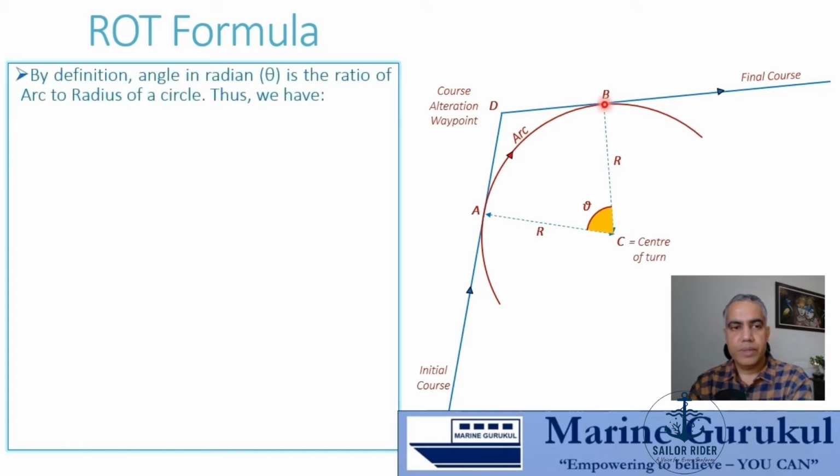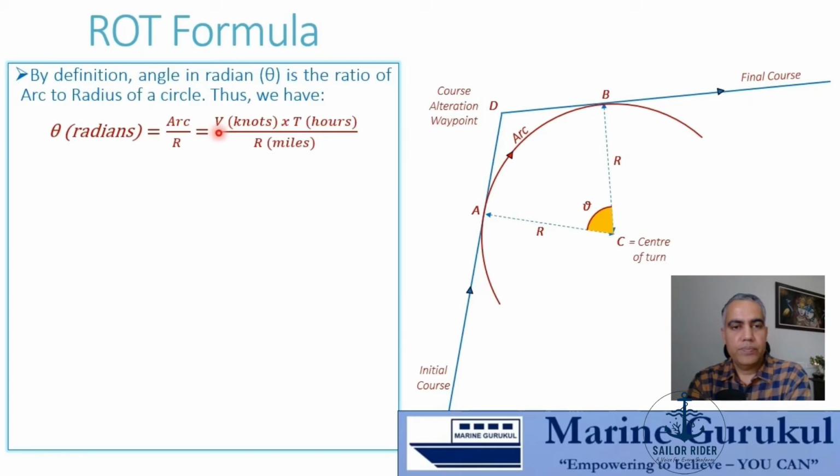Now, by the definition of an angle in radian, it is basically the ratio of the arc of a circle to the radius of the circle. Using this definition on our course alteration angle theta, the angle theta in radians should be equal to the arc, which is Alpha Bravo, divided by the radius of the turn. Now this distance Alpha to Bravo, or the arc Alpha to Bravo, can be easily obtained by using the formula distance is equal to speed into time.